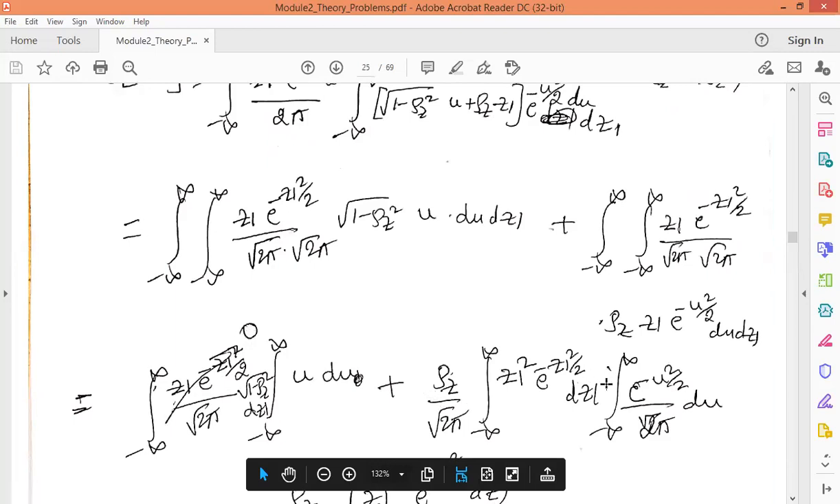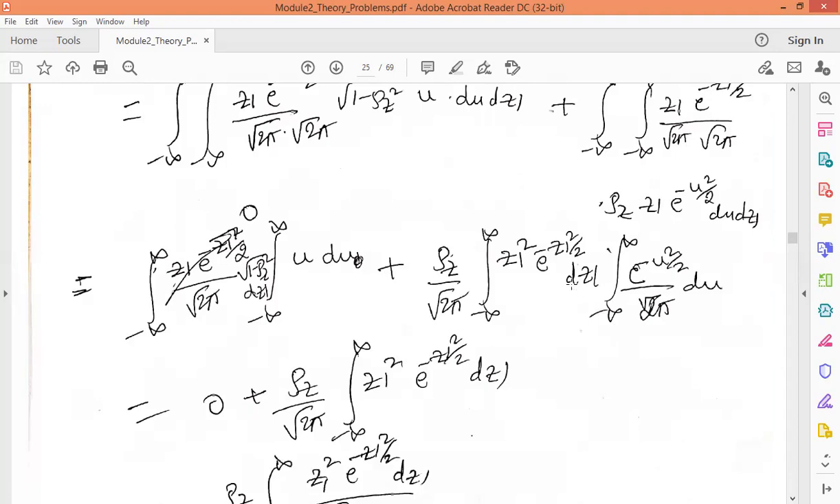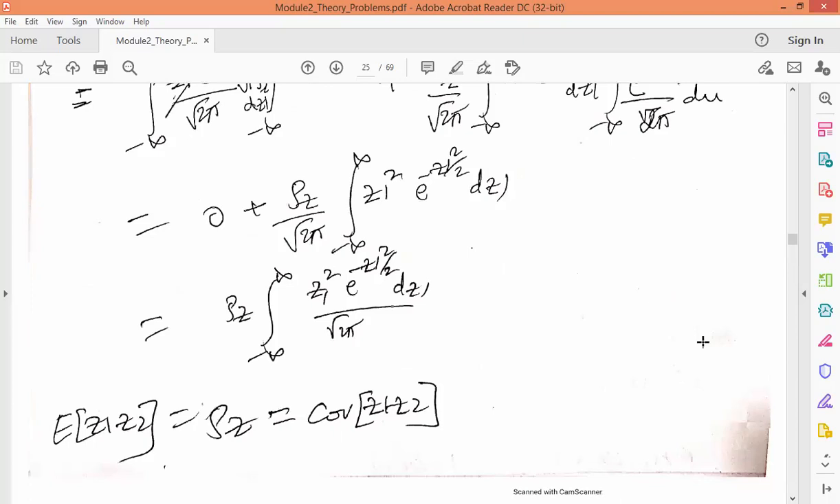In the second integral, we are left with rho_z by root 2 pi, the integral from minus infinity to plus infinity of z1 square e to the power minus z1 square by 2 dz1, and the integral from minus infinity to plus infinity of e to the power minus u square by 2 divided by root 2 pi du. This value will be equal to 1, as we have seen that the area under the Gaussian PDF is equal to 1. So that will be replaced, and we have made the relevant substitution.